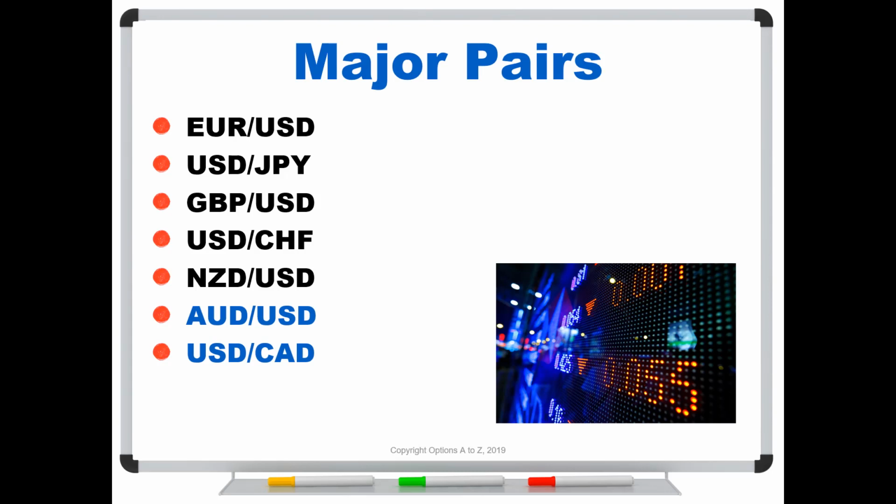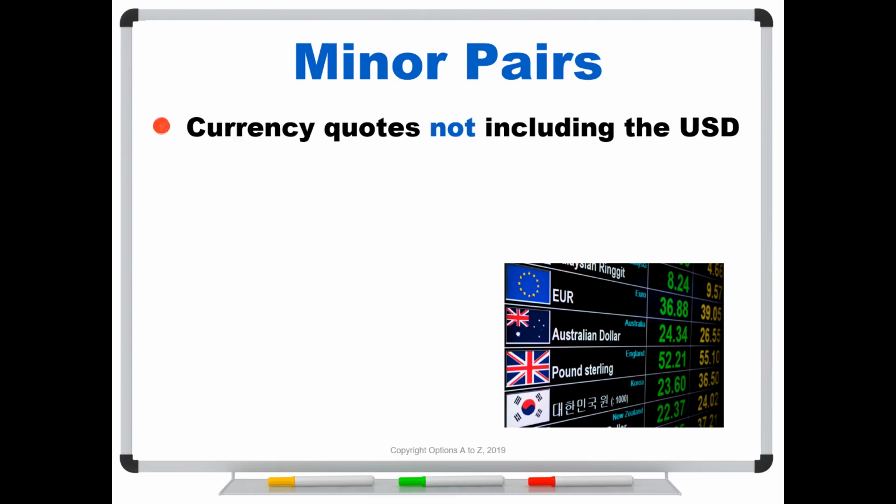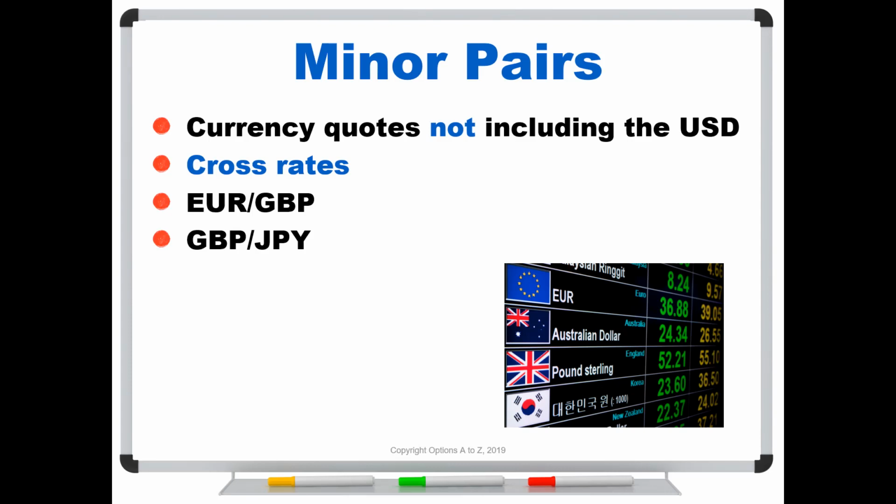Of course, if we have major pairs, it only makes sense that we have minor pairs, and we do. Currency quotes not including the US dollar are considered the minor pairs, more commonly referred to as cross rates. So if somebody says, what are the currency cross rates? Or I'm looking at a cross rate table. They are currency quotes where neither of the quotes in there is the US dollar. So you might see the Euro Great British pound would be a minor pair or a cross rate. Great British pound Japanese yen would also be a cross rate. If you're trading these, you're also going to find that they're usually far more illiquid, have wider bid-ask spreads. But just in case you hear the minors and the majors, that's what they're referring to.